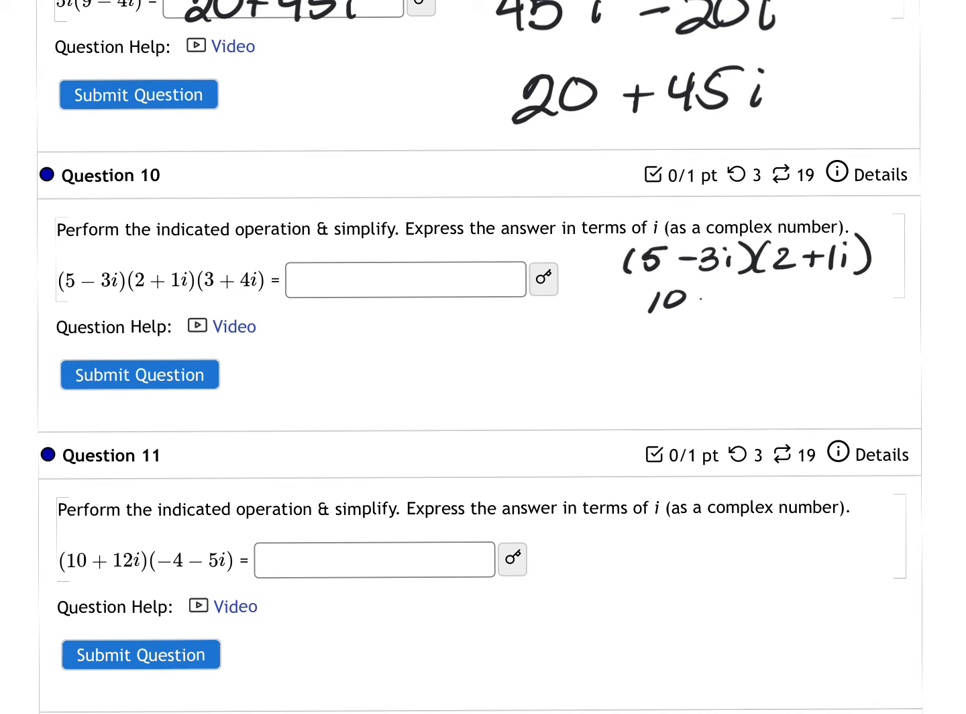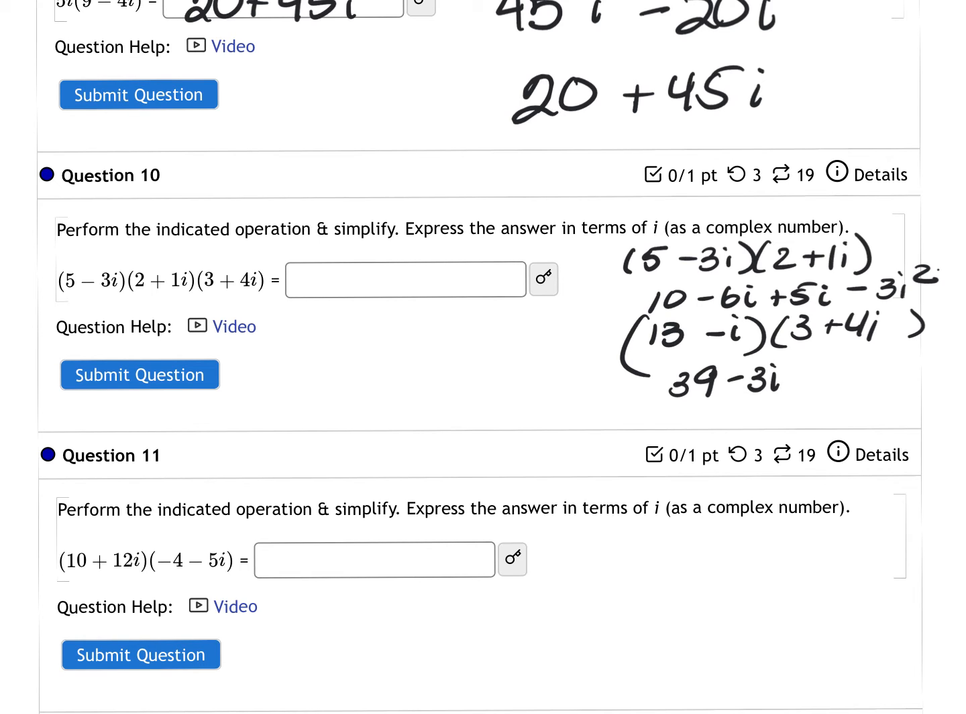All right, so I get 10 minus 6i. That's the 2's. Now the 1's is plus 5i, then minus 3i squared. So that's a plus 3. So it's 13 minus i. And now I'm going to multiply this by 3 plus 4i. So that's 39 minus 3i. 4 times 13, 4 times 12 is 48, add 4 more is 52. So plus 52i.